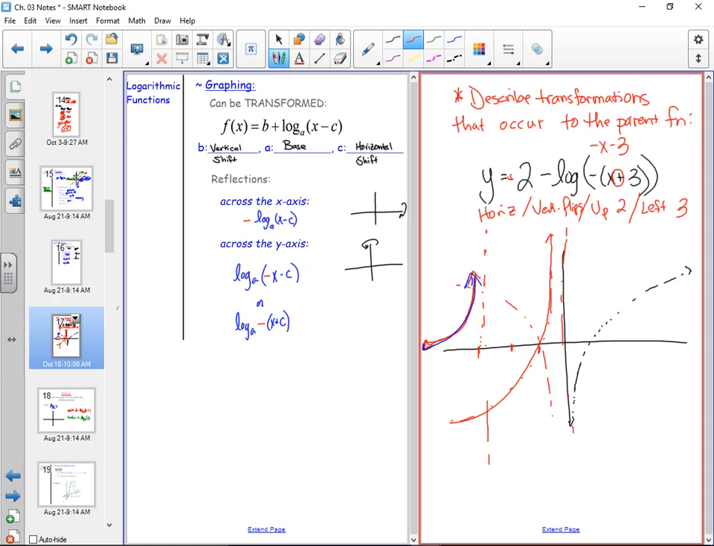we wouldn't have flipped first. We would have shifted to the right 3, and then we would have flipped, and then we would have ended up in the exact same spot. So order is important with transformations as to which order you go in. If you have a negative factored out, then you just do that transformation first, and then you come in. If you have the negative distributed in, you do the shift first, and then you do the reflection. So we just have to be careful as to the order that we go.